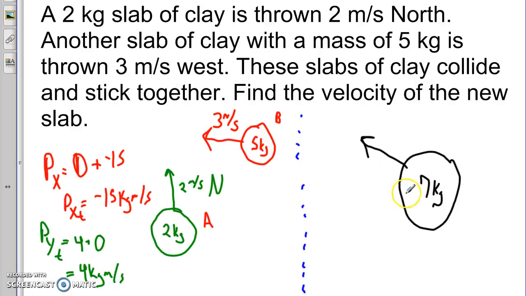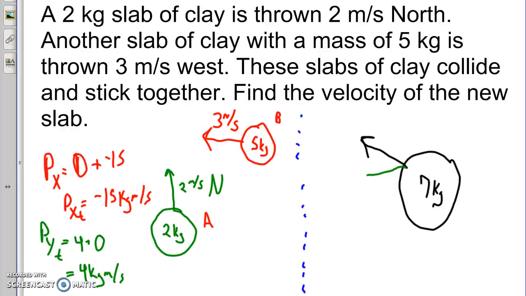Now afterwards, what I know is that the total x momentum still has to be negative 15. The total y momentum still has to be positive 4. And since those are the only two momentum, since this is the only source of momentum, right? There's only one object now. All that means is that this thing has to have an x component.